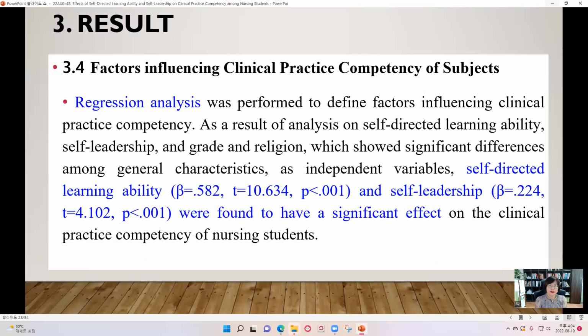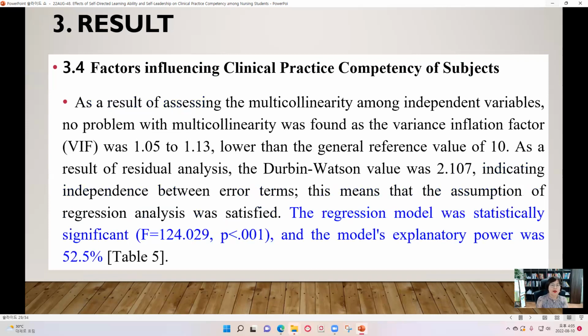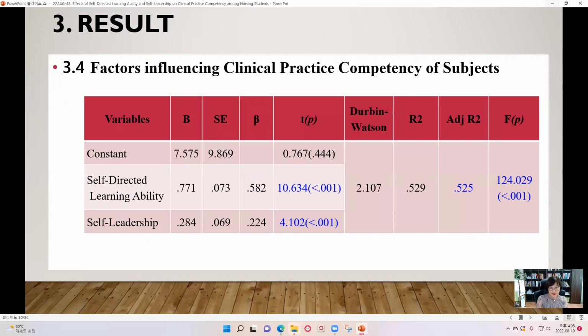The factors influencing clinical practice competence of the subjects. Regression analysis was performed to identify the factors influencing clinical practice competence. Self-directed learning ability, self-leadership, and grade and religion, which showed significant differences among general characteristics, were entered as independent variables. Self-directed learning ability and self-leadership were found to have a significant effect on the clinical practice competence of nursing students. The regression model was statistically significant, and the model's explanatory power was 52.5%. The results are like this.